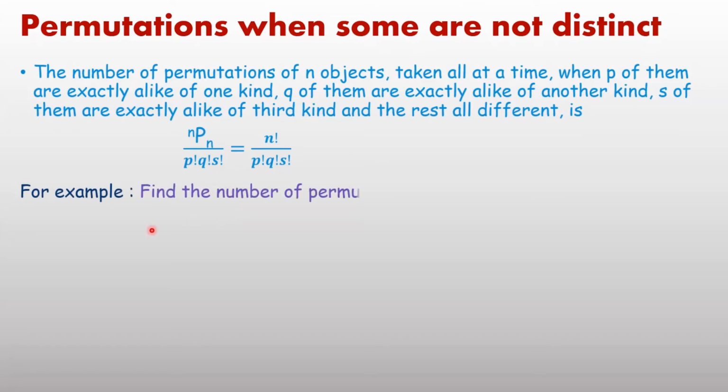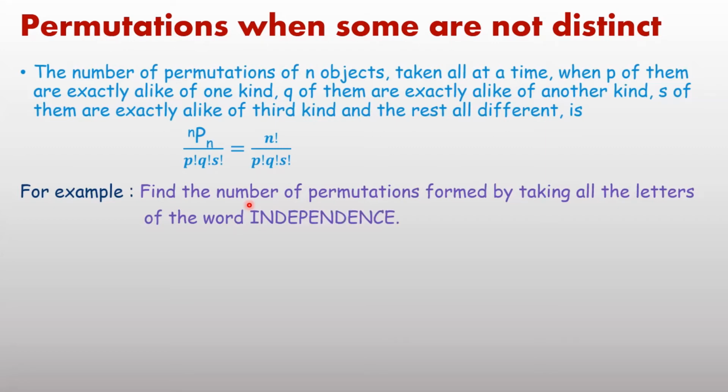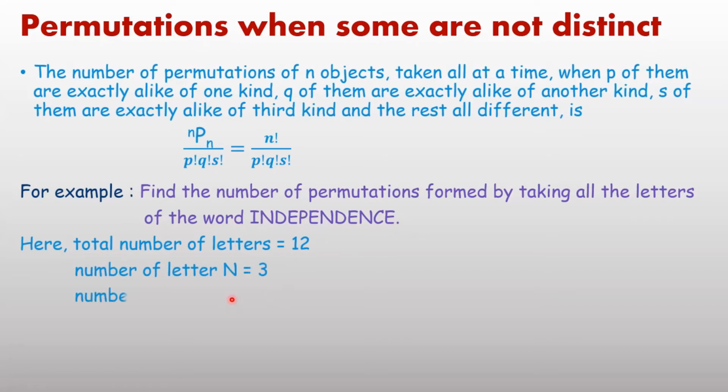Same example again, but I want to take it for explanation. You have to find the number of permutations, or number of words formed, by taking all the letters of the word INDEPENDENCE. In the previous example you have already done it, there are 12 letters. For repetition, N is repeated 3 times, D repeated 2 times and E repeated 4 times. Now here the number of permutations or number of words using all the letters, I hope all of you can solve.